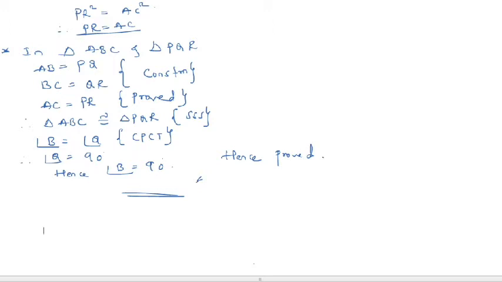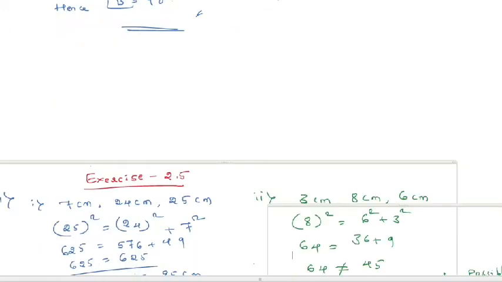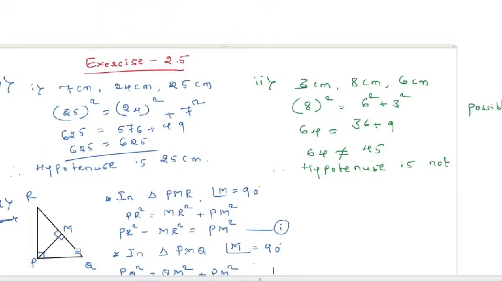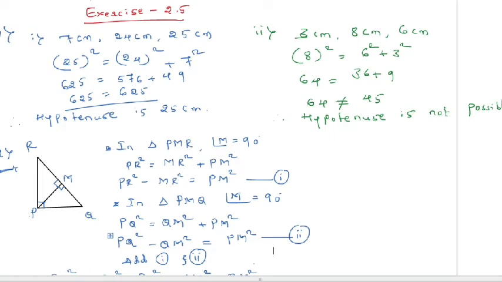Now, we will move to exercise 2.5. In exercise 2.5, the first question is: sides of triangles are given here. The sides of the triangles are 7 centimeter, 24 centimeter, 25 centimeter. Determine which of them are right triangles. In case of a right triangle, write the length of its hypotenuse. If it is a right triangle, then we have to write the length of its hypotenuse side.